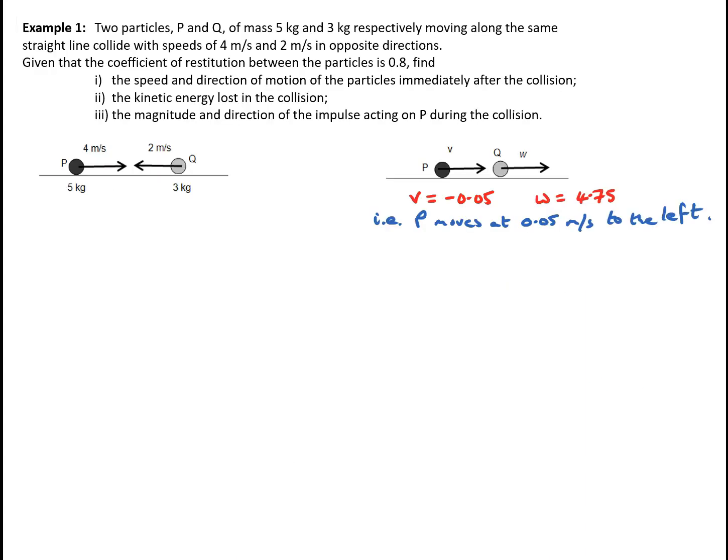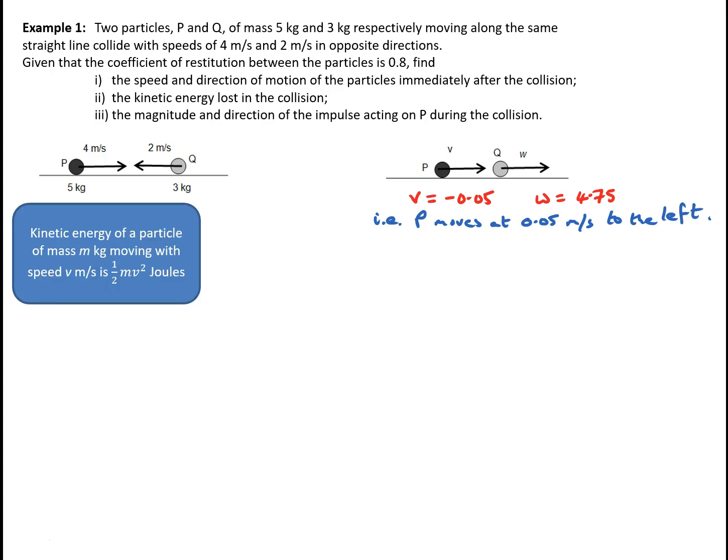To answer part 2, we need to remember that the kinetic energy of a particle of mass m kilograms moving with speed v meters per second is a half mv squared. So, before the collision, the kinetic energy that we've got for P is a half times 5 times 4 squared. The kinetic energy that we've got for Q is a half times 3 times 2 squared. So we've got an initial kinetic energy of 46 joules.